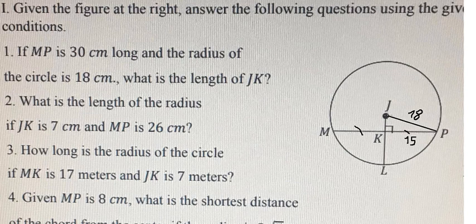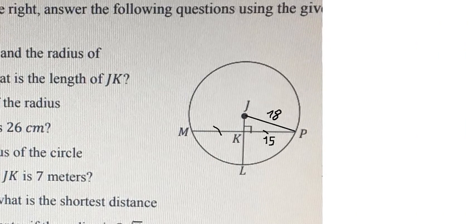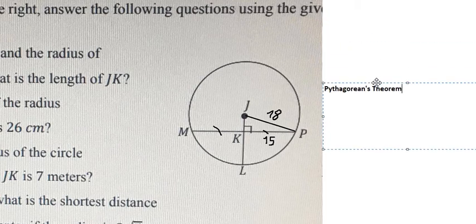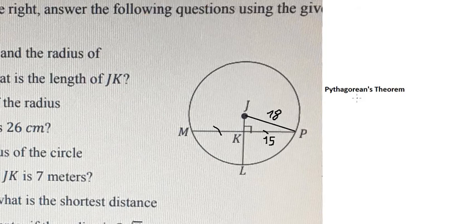So look at this one. This is a right triangle. So we want to find JK. We can apply the Pythagorean theorem. So we have JB is 18. So we have 18 squared equals 15 squared plus JK squared.